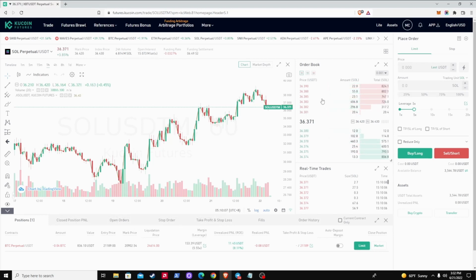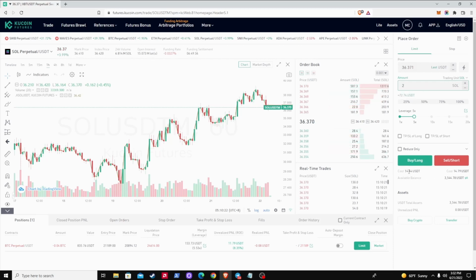So I'm going to go ahead, when you're doing a long, you want to use the sell order book to get the last price. If you're doing a short, you want to click the top one over here, right? So I'm just going to click like this right here real fast on the top. I'm going to pick that I want to do, say, 2 Solana. It's telling me that it'll only be $14.